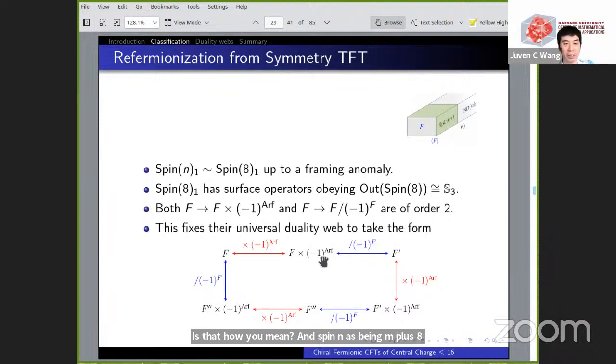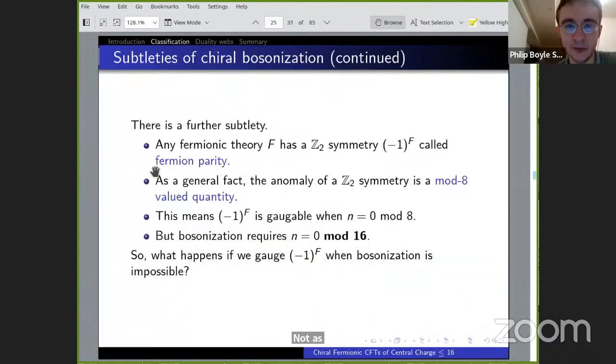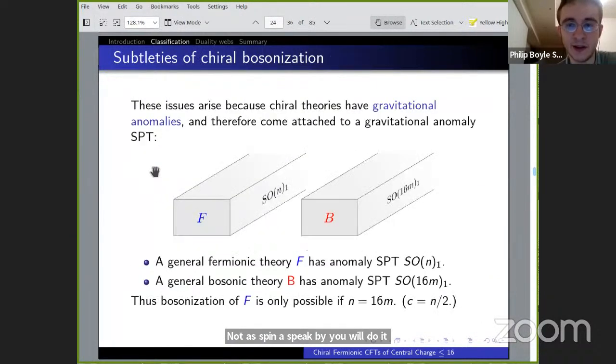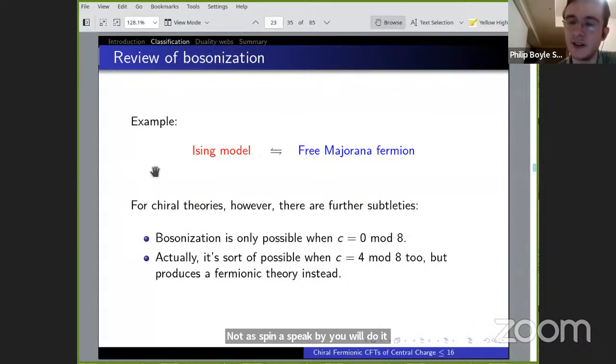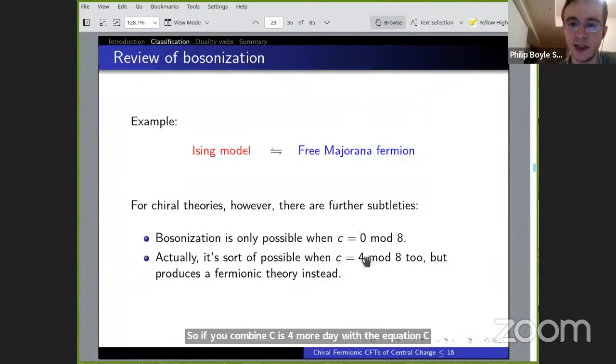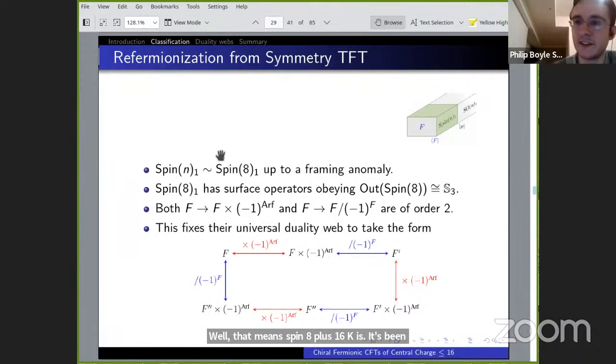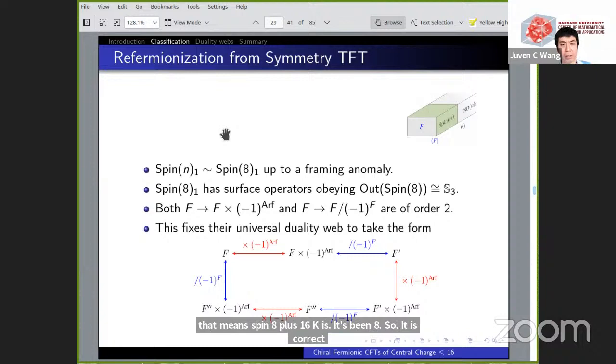The first line? Yeah. The equivalence relation on the right-hand side is spin N plus 8. I can get out of this one for free because, although I never wrote it down, we're in the case when C is 4 mod 8. If you combine C is 4 mod 8 with the equation C is N over 2, then N is 8 mod 16. If you then go back to this equation and plug in N is 8 mod 16, that means spin 8 plus 16k is spin 8. So it is correct for any N? No, for N is 8 mod 16 only.